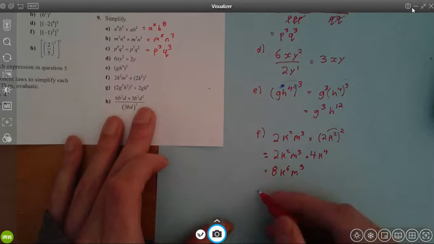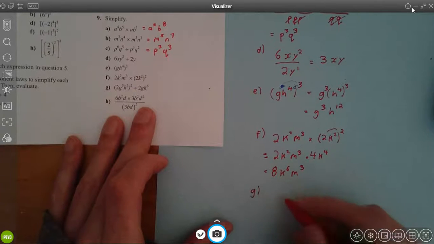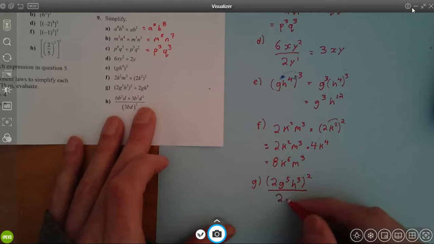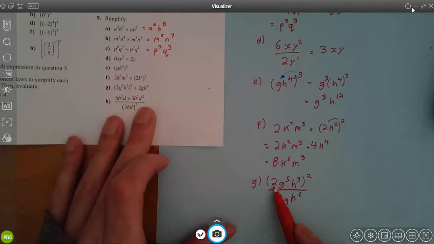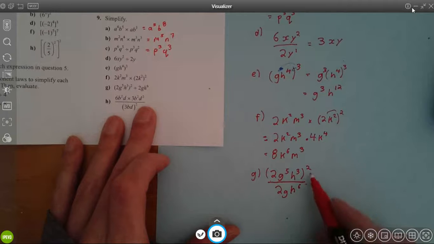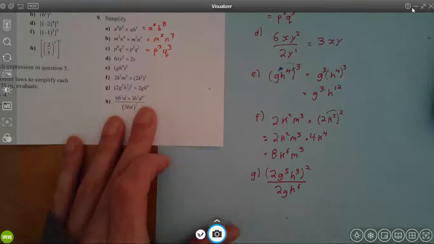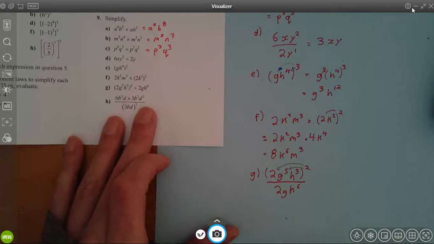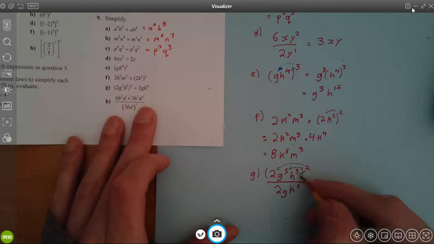We've got a couple more to try, so I'll try to fit them on the bottom of this page. And again, I like to think of any division problem as a fraction. So you notice there is a difference when I have the base in brackets. What this means is that this exponent 2 on the top is getting applied to everything. It's getting applied to the coefficient 2. It's getting applied to g to the power of 5. And it's getting applied to h to the power of 3.